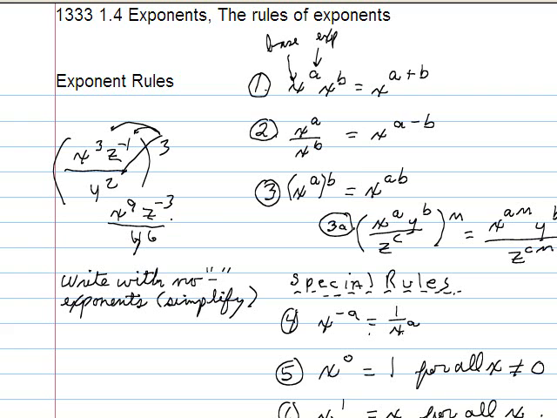So those are our three main rules. Let's take a look at some special rules. In this example, we ended up with a negative exponent. What is that going to mean? Well, our first special rule gives us the meaning of a negative exponent. It says that x to the negative a is the same as 1 over x to the positive a.